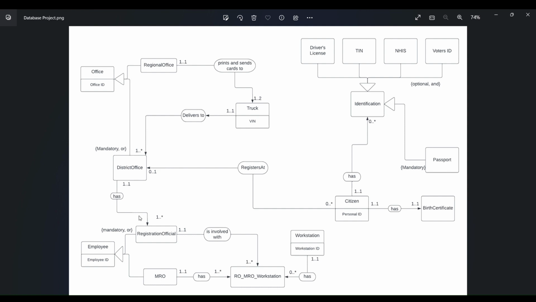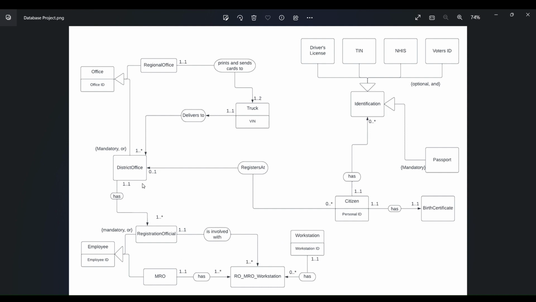So I'm going to talk a little bit about the employee and then the offices. Considering the fact that we're only dealing with what the citizen goes through, who the citizen interacts with, the only employees we have are registration official and MRO, which is the mobile registration officer. So the registration official verifies what a citizen gives to them and then writes it down, which is then sent to the MRO and is keyed by the MRO to make the information digital. And they use a workstation to do this.